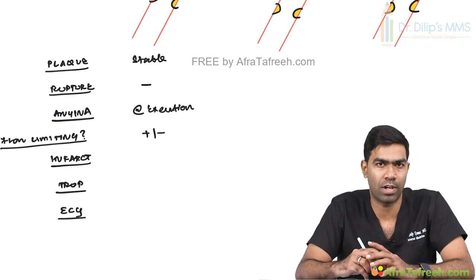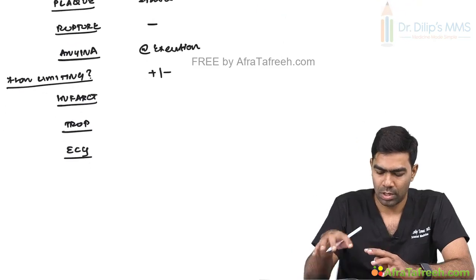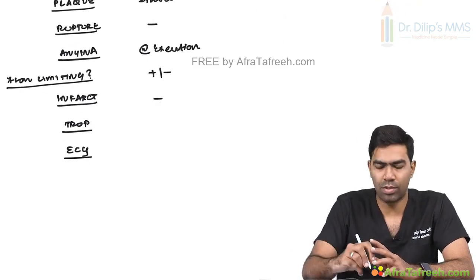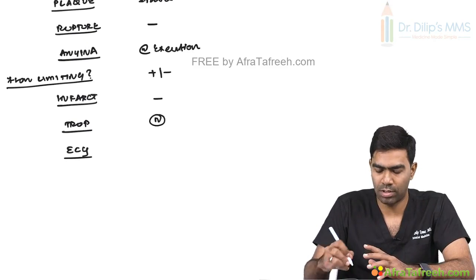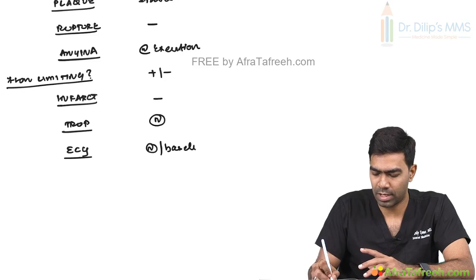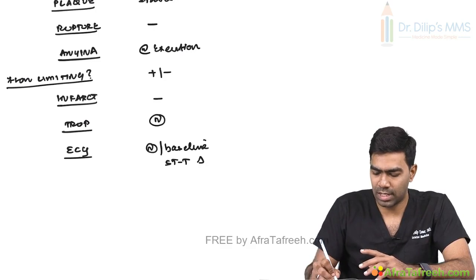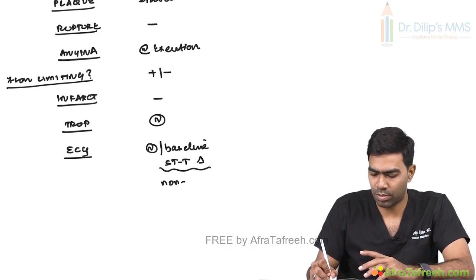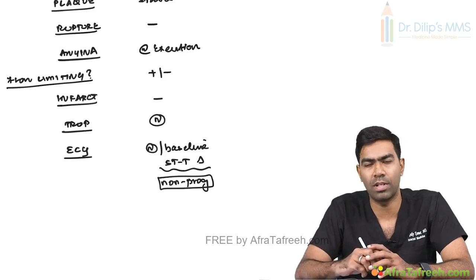We have to find out the FFR in coronary angiogram. Infarct, definitely no. Troponins normal, ECG can be normal, or they can have some baseline STT changes. But these STT changes will be non-progressive. They will not progress. That's the most important point. Even if you take serial ECGs in these patients, they will not be having any progression.